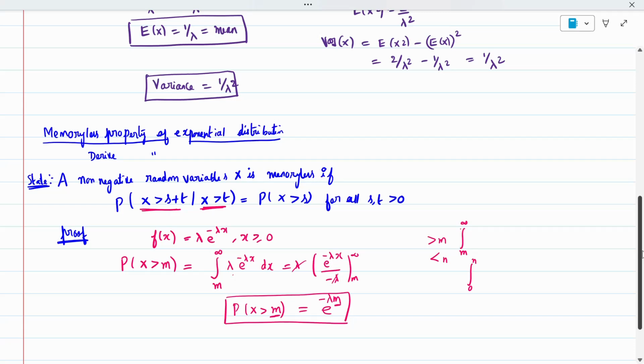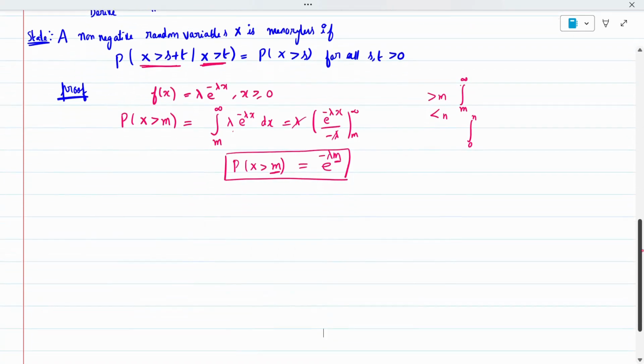I'm going to write this separately. It's easy. So probability of x greater than t means, same thing, I have to replace with e to the power minus lambda t. Correct? In the same way, s plus t means the same.